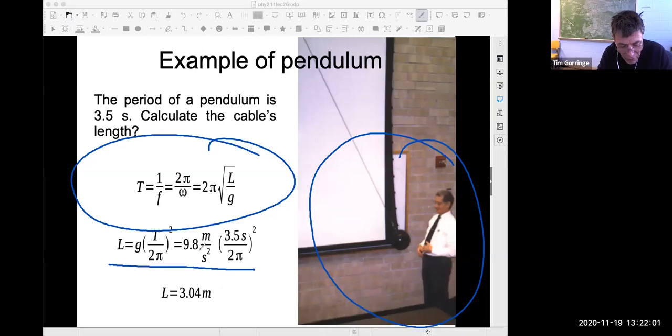I can fill in the acceleration of gravity on Earth. I can fill in the period. I can fill in the factor 2 pi, and I get a length that is 3 meters. So I had made this pendulum with a 3-meter long cable. And as you see here, the longer the period, the greater the length, or vice versa. The greater the length, the longer the period.